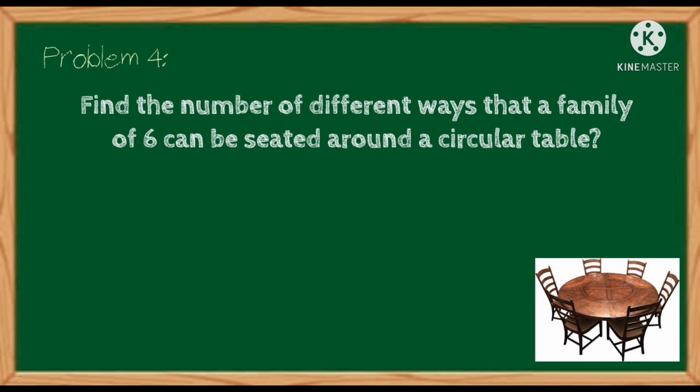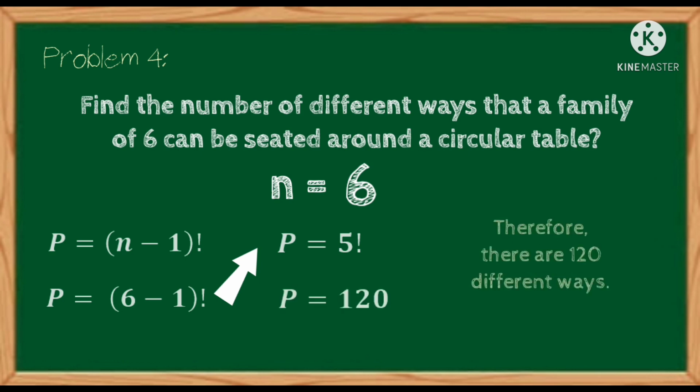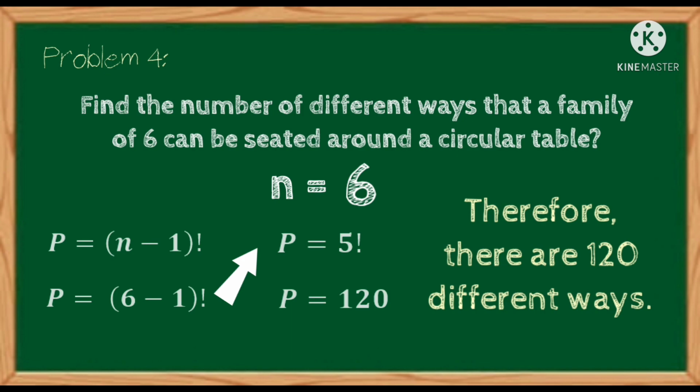Now, in the given problem, let's identify the value of n, which is the total number of objects. Since there are 6 objects, so the value of n is equal to 6. Now let's apply the value of n to the circular permutation formula. So we have P is equal to the quantity of n minus 1 factorial. Let's substitute the value of n. So we have the quantity of 6 minus 1 factorial. 6 minus 1 is equal to 5. So we have now 5 factorial. And 5 factorial is 120. So therefore, there are 120 different ways.